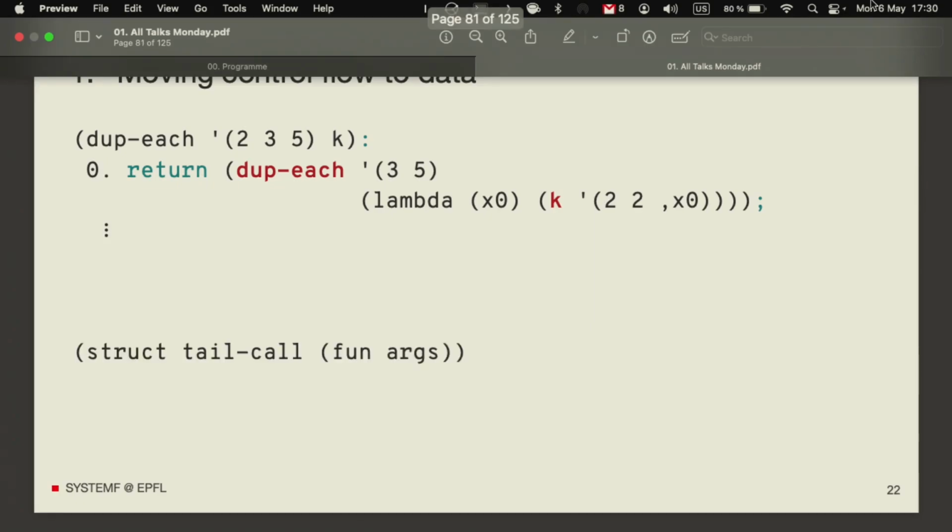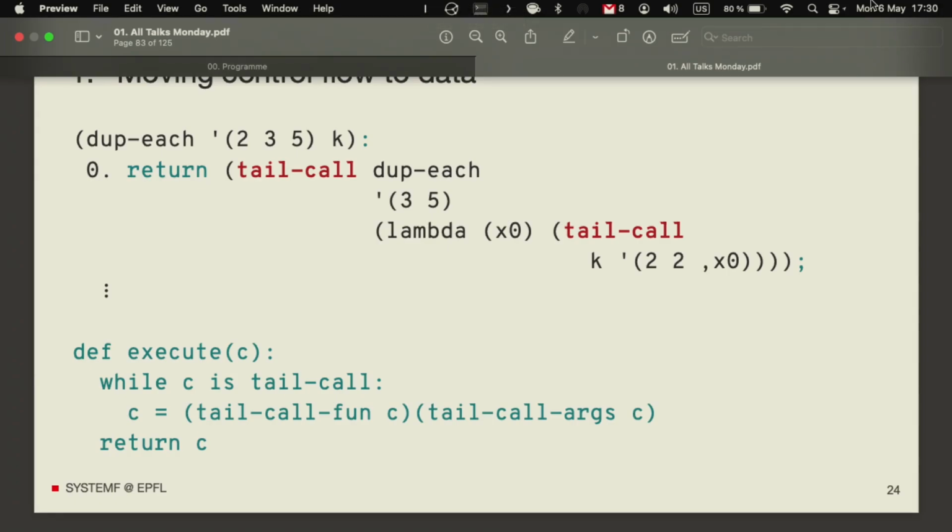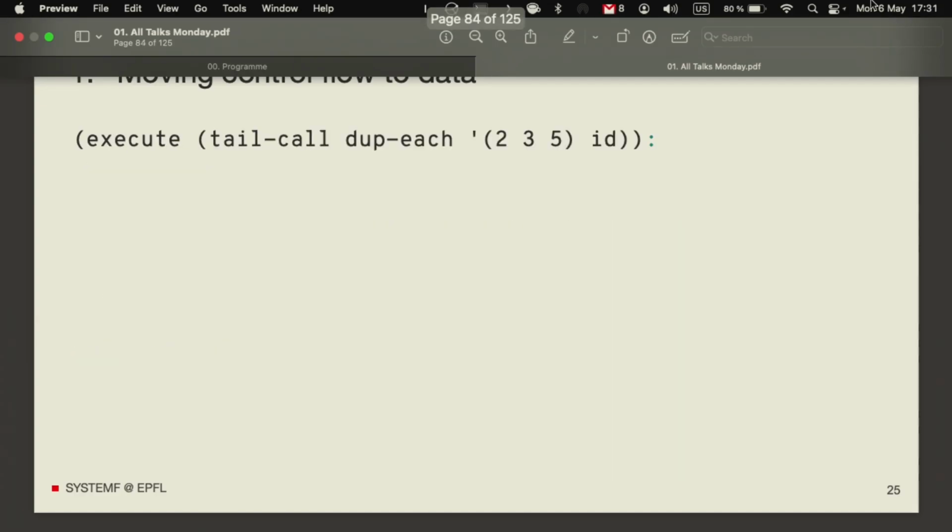So I'm going to define a struct called tail call. It has two components, function and arguments. I say, well, return a tail call dup each on argument, and inside the lambda is another tail call of k on some arguments. And to run this, I need an executor, again in my fake imperative language, which says, while I have a tail call to do, apply the function to its arguments and then repeat until you actually get a result. And this is exactly trampolining, right?